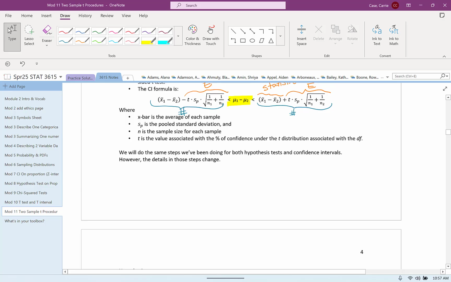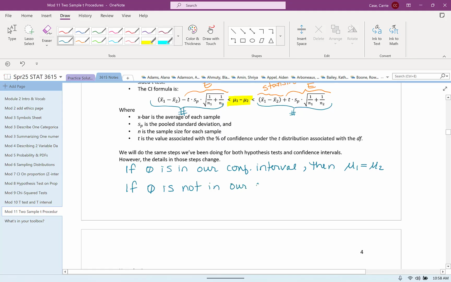Really quickly, I just want to point something out because this is going to show up later. If 0 is in our confidence interval, then mu1 is equal to mu2. If 0 is not in our confidence interval, then mu1 is not equal to mu2. So that's one of those things where when we're comparing hypothesis tests to confidence intervals, this is what we're looking at, is are they equal or not? Well, if they're equal, 0 is in the interval.